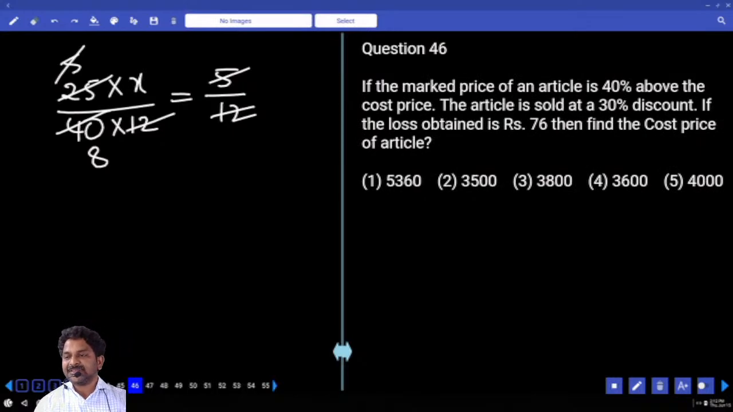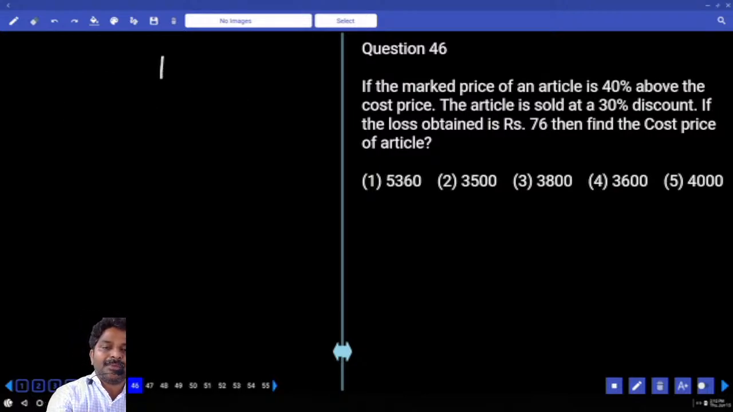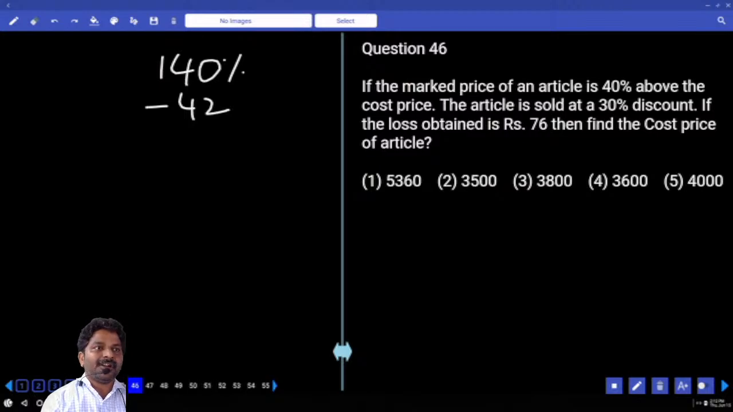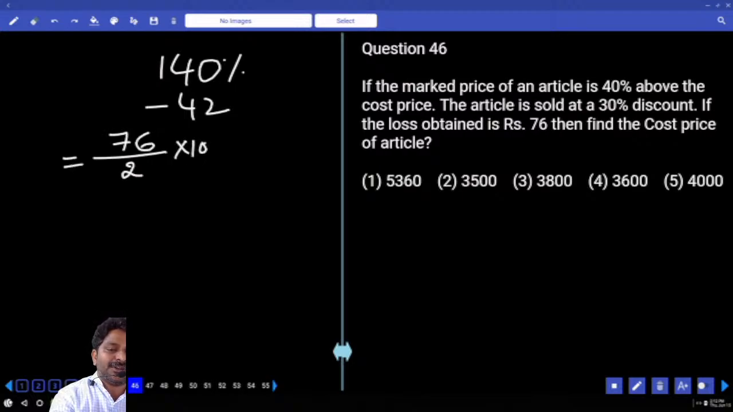If the market price of this article is 40% above the cost price, the article is sold at a 30% discount. If the loss obtained is 76, find the cost price. Right. Market price is 140%. A 30% discount is offered. That means 42. How much increased? Cost price is 100%. Market price is how much more? 40 more. You increased 40, right? How much are you decreasing? So the final value is a 2% loss, correct? Which is equal to 76. Then 1% is equal to this much. Cost price is equal to that into 100.